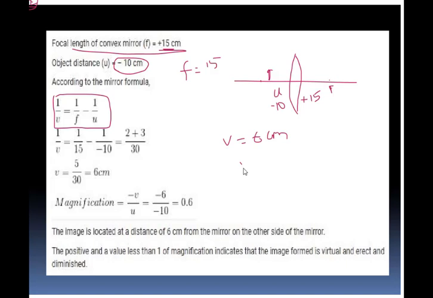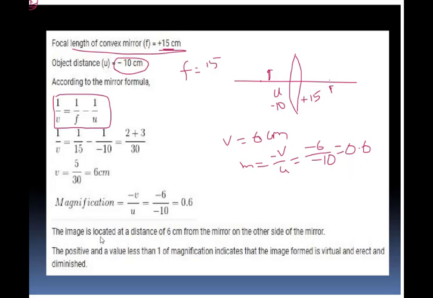Now what is magnification? Magnification m is equal to, you know that, minus v divided by u. So what is the value of v here? V equal to 6. So minus v will be minus 6 divided by u. What is the value of u? Minus 10. So we'll get 0.6. So magnification is 0.6.